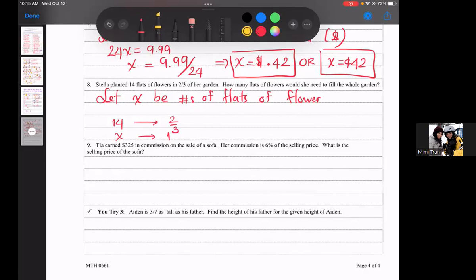The crisscross thing. You can do that in high school. I remember I did this in middle school or something like that. So I can construct an equation: X times 2/3, 2/3 X, equals 14 times 1. And then you solve for X.